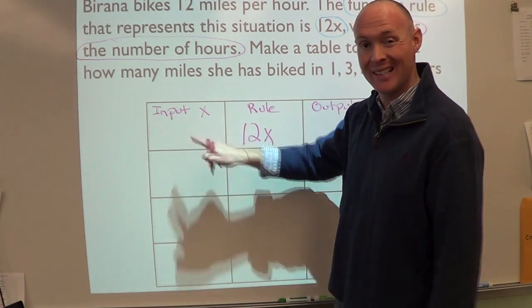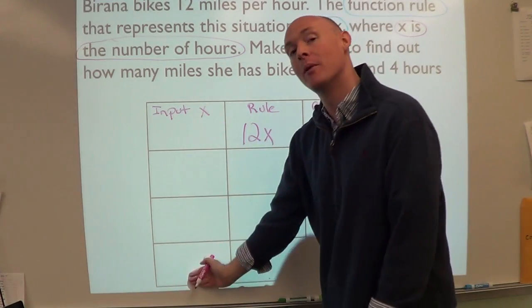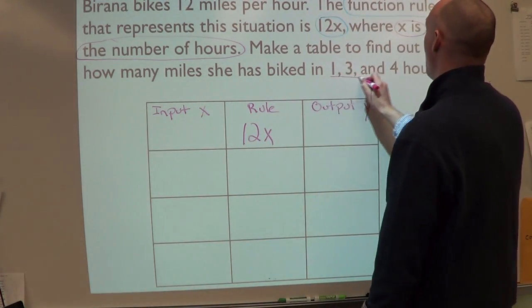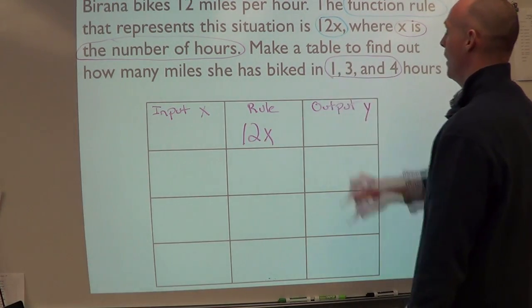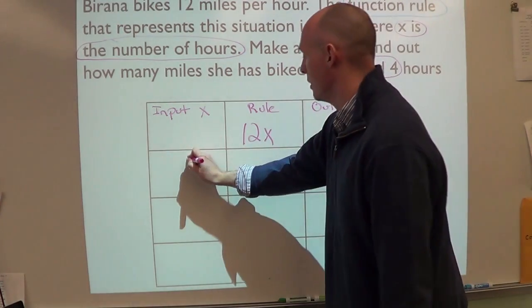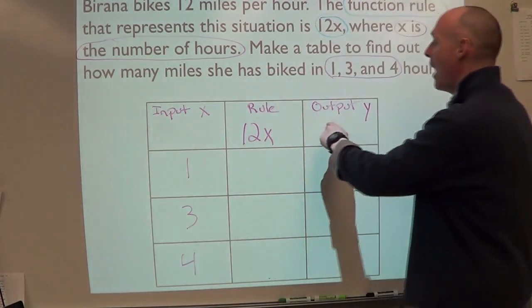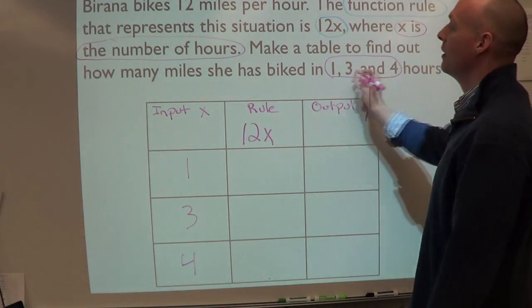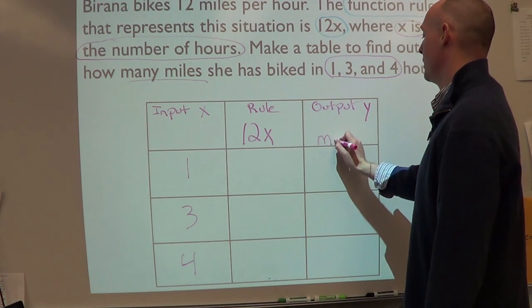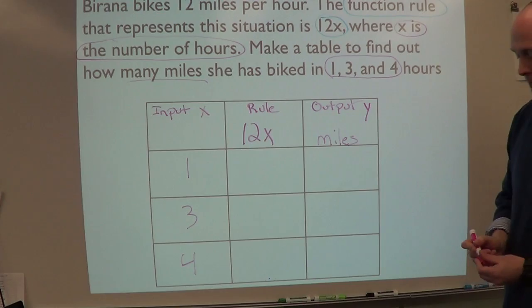So here is our input, and x being the number of hours, so we're going to put the number of hours here. Make a table to find out how many miles she's biked in 1, 3, and 4 hours. Okay, easy enough. 1, 3, and 4. And our output is going to be how many miles. So it'll be miles. Let's do it.